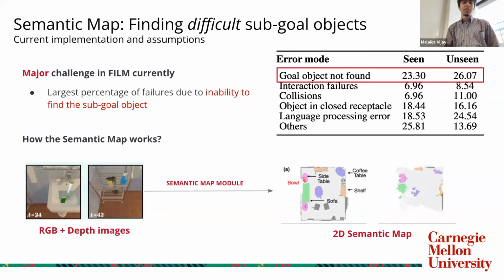To motivate the next iteration of our solution, I would like you to look at the table of failures once again. The major challenge right now in FILM is when the goal object is not found. To understand how the bot tries to find these objects, we have to look at the semantic mapping module. The semantic mapping module takes in RGB egocentric views and depth estimates from the bot and tries to create an instance segmentation map. Further, this instance segmentation map is converted into a 2D representation of the entire space, which has binary outputs to suggest where each object is present.